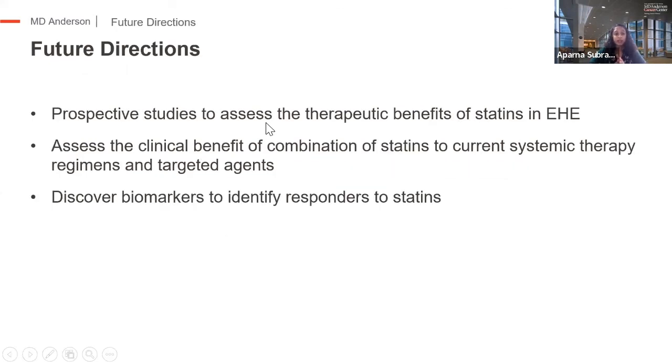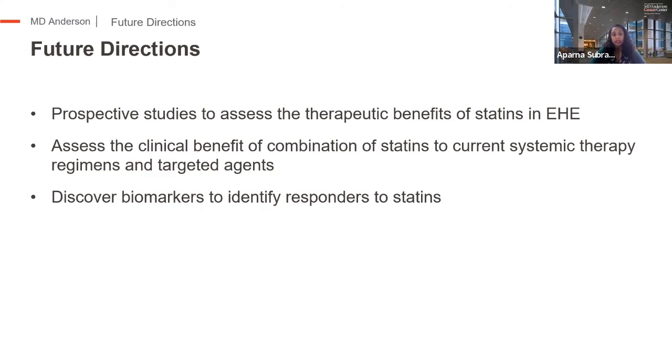Looking at future directions for the study, we are looking at conducting a bigger study with a larger sample size for the same population, as well as collecting additional data on the therapies that they have received, and looking at their interaction with statins and its association with survival. However, prospective studies to assess the therapeutic benefits of statins in EHE are definitely required.